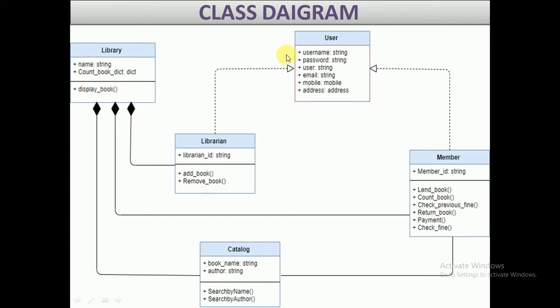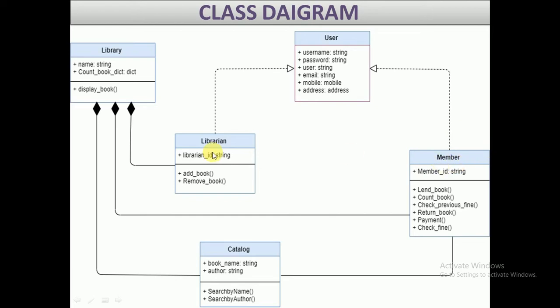Next one is user. It has some attributes like username, password, email and mobile, and these attributes are used by the subclasses. Now we have the subclasses librarian and member. Librarian has all attributes of user, and it also has its own attribute and some functionality: add book and remove book.